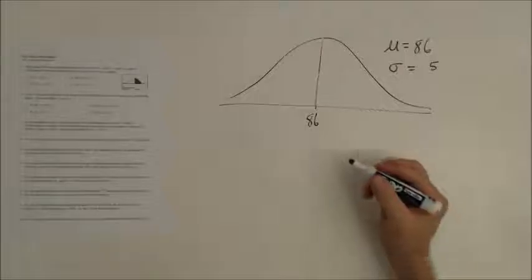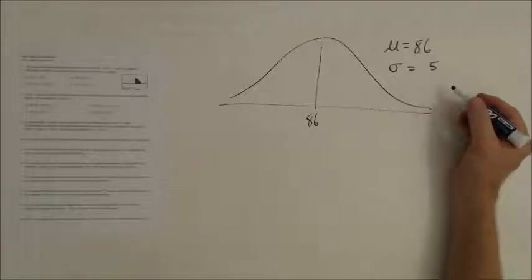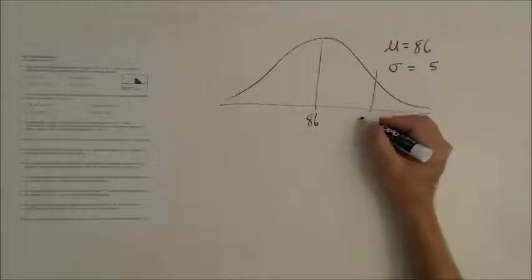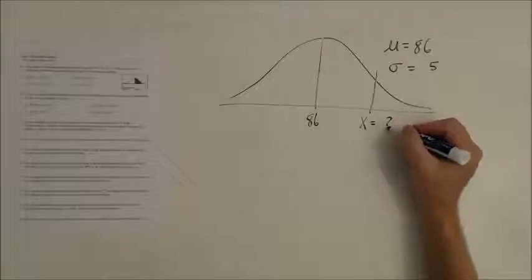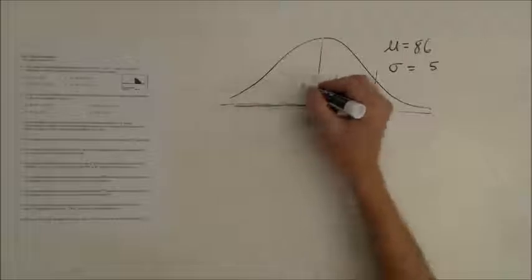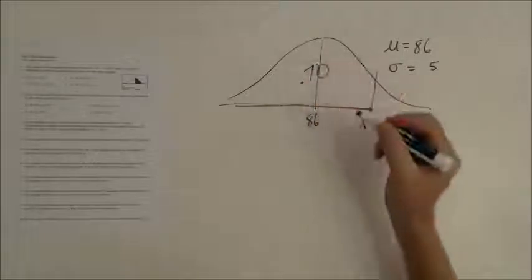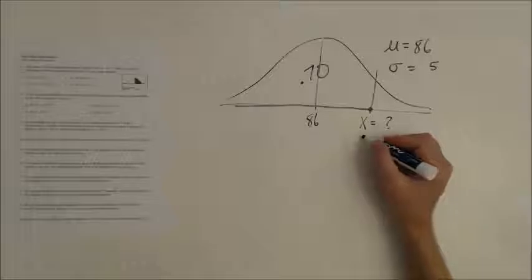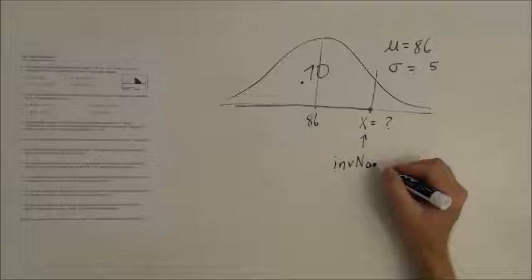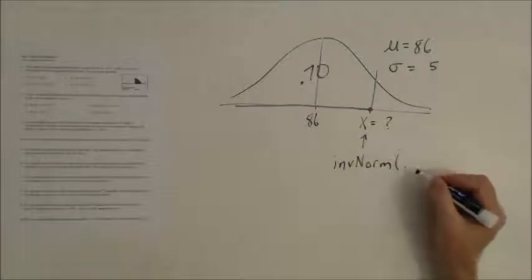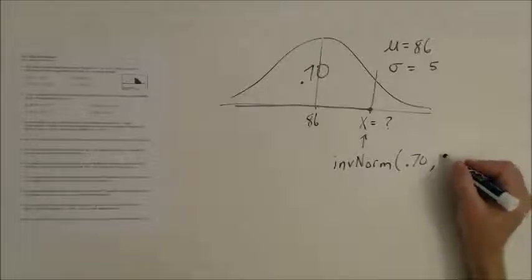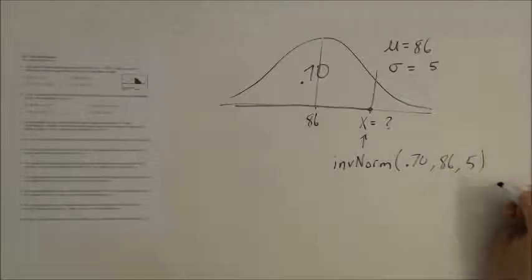In problem 4, we're given a normal distribution with mean of 86 and standard deviation of 5. We're asked to determine the 70th percentile. That is, we're asked to determine the cutoff, or location, such that the interval below that point contains the lower 70% of the distribution. We've seen before that such a location can be computed nicely using the inverse normal command, where the 70% is the area to the left of the location, and the mean and standard deviation were given.